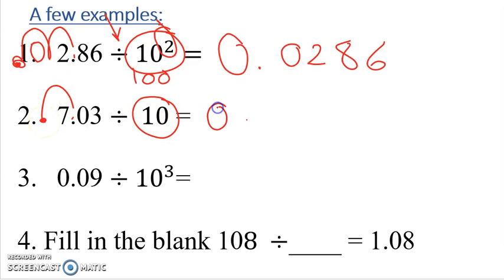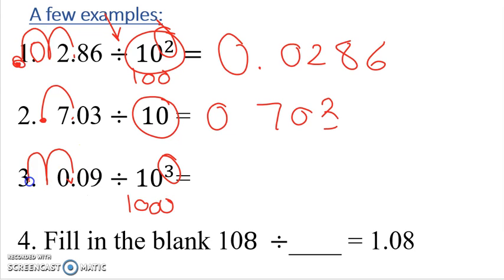We're dividing by 10, just 1 zero in my power of 10, so we'll move over 1 place to the right, 0.703. Here we've got a power of 3, so that means there'll be 3 zeros, which it is. It's 10 cubed, which is also 1,000. I'm going to take 3 jumps. 1, 2, 3. I'm going to the left.